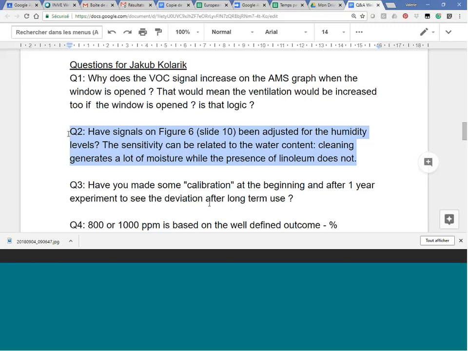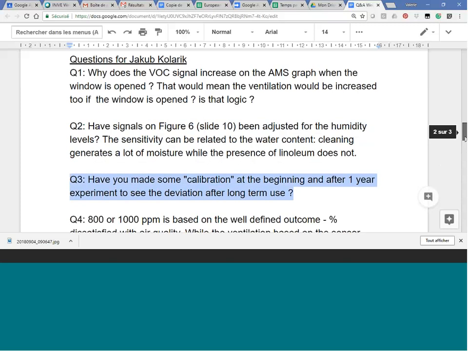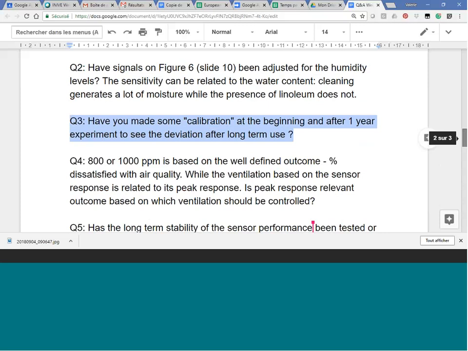Okay. So have you made some calibration at the beginning and after 1-year experiments to see the deviation after long-term use? Yes, that's a good one also. The answer is no, we cannot have this experiment running all the time, but this is definitely something which has to be done, and this is a kind of long-term testing which has to be done.